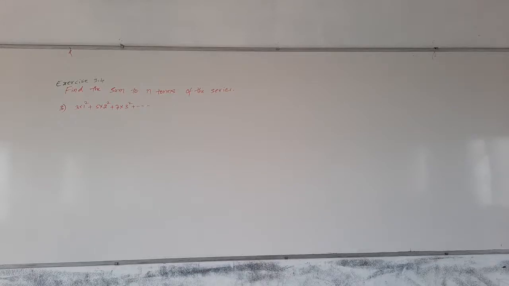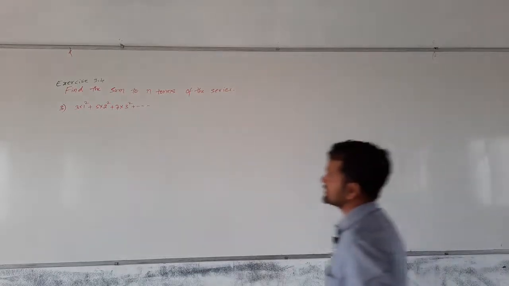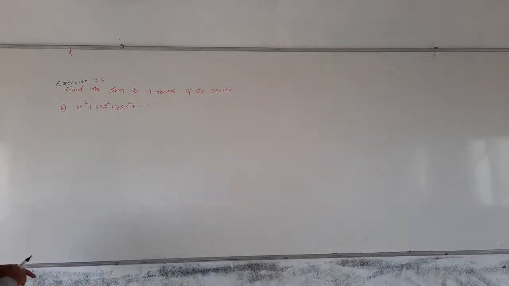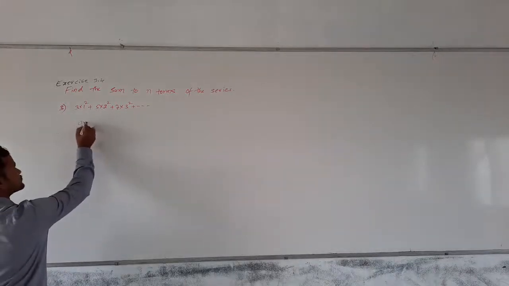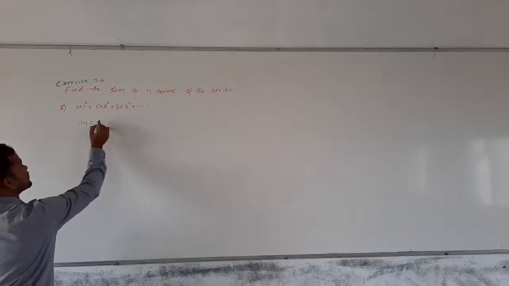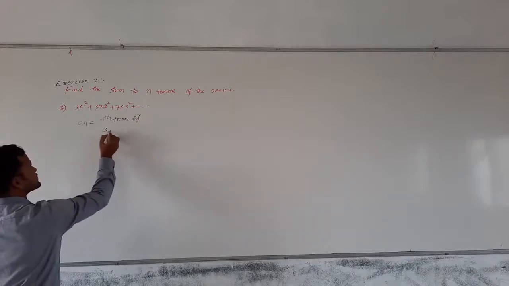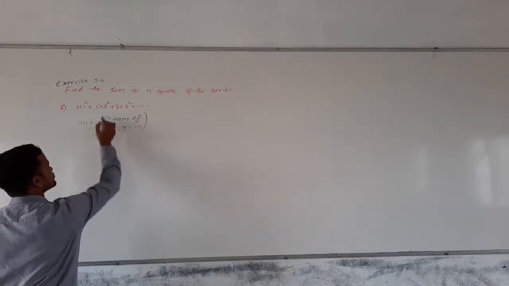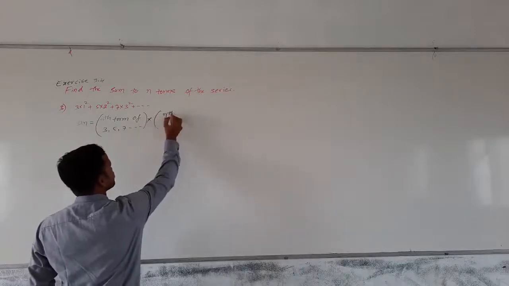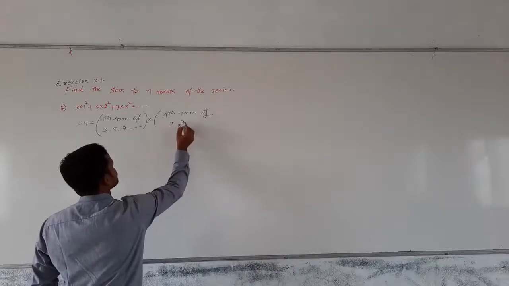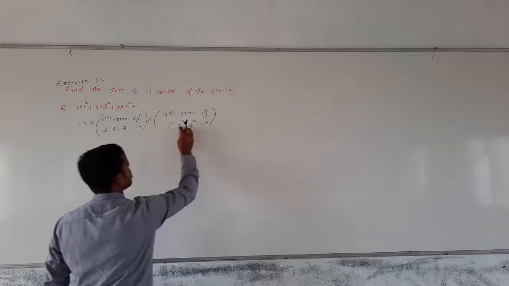Now taking the next problem, that is problem number 3 in the exercise 9.4. It says there is a special series 3 into 1 square plus 5 into 2 square plus 7 into 3 square, so on like that. Now an is equal to nth term of 3, 5, 7 so on, into nth term of 1 square, 2 square, 3 square, so on.